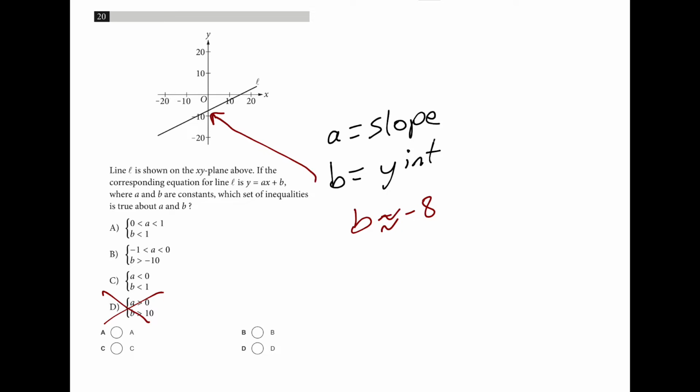Then if I consider my slope, I am going up here, so my slope is equal to positive. So where is one that has A being positive? This one, A is negative. This one, A is less than 0. So this is the only possible one.